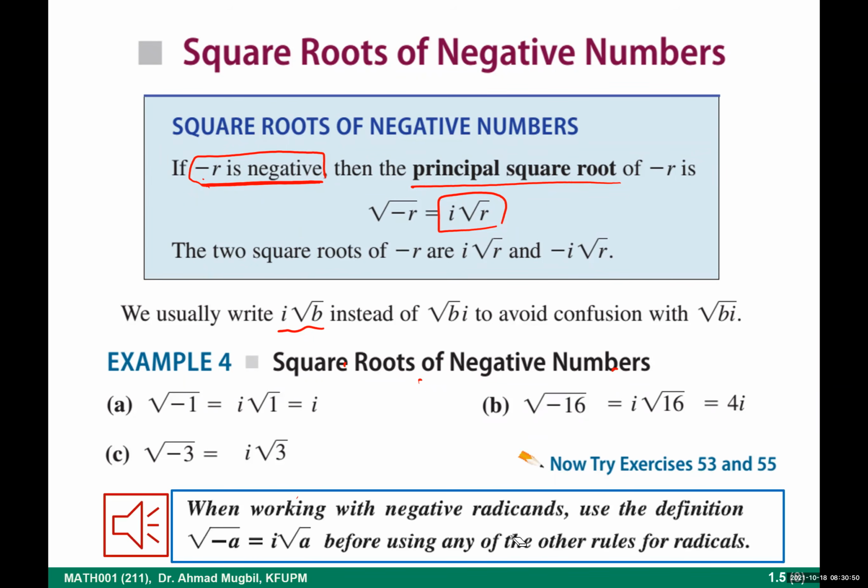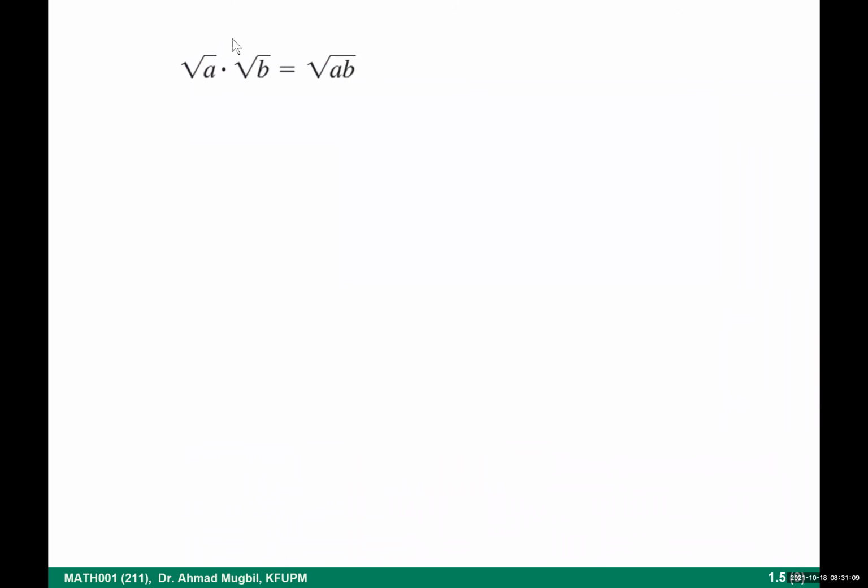Now, this is a very important remark: when working with negative radicands, use the definition. This is the definition, this one, before using any of the other rules of radicals. Let me give you an example about that. Is this always true? The square root of a multiplied by the square root of b equals the square root of ab? Always true? It is not always true. We will see that together.